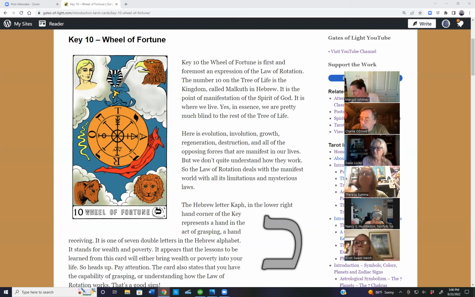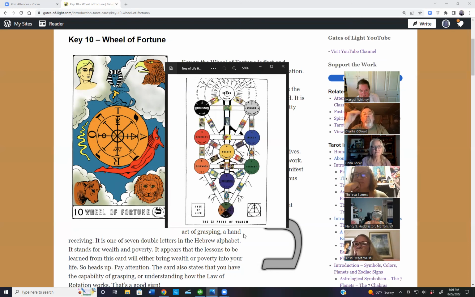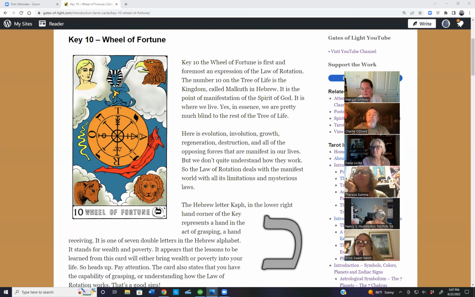I'm going to swing that over so you can get a picture of what that looks like. So here's your tree of life. We're at the bottom down here, and we are oblivious to everything above. So therefore, we need to learn about those items.